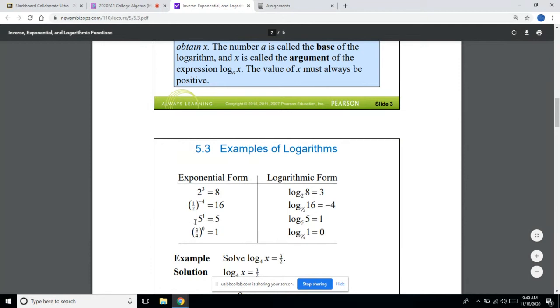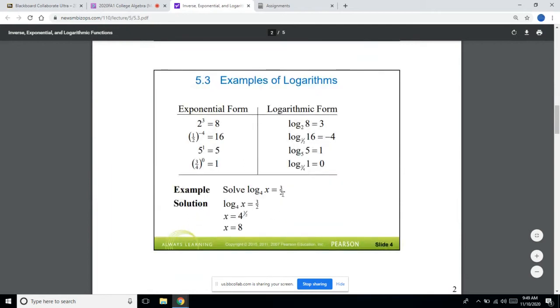Looking at the next example, notice that this is set equal to 5. And just notice that 5 is the argument of the log. And then lastly, we have the exponential is equal to 1. So notice that 1 serves as the argument once we convert it. So here again, when we're asked to solve a logarithmic equation, we must change the log equation to an exponential, and then we'll solve the exponential.